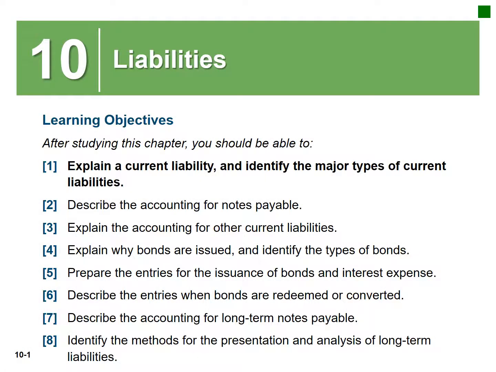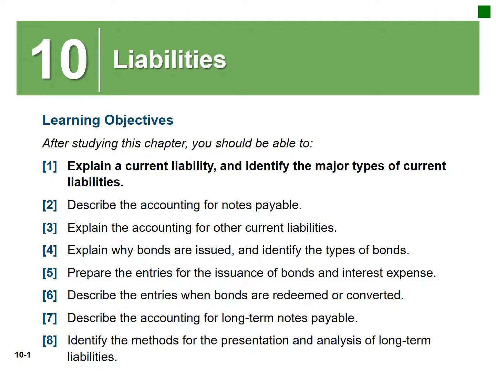Chapter 10, Liabilities. Some of these items presented in Chapter 10 will be a review. We've talked about liabilities of different types throughout this course, so some of this, like I said, will just be a review. We're going to look at what current liabilities are, and you know a lot of this already. We're going to talk about notes payable and other types of liabilities.